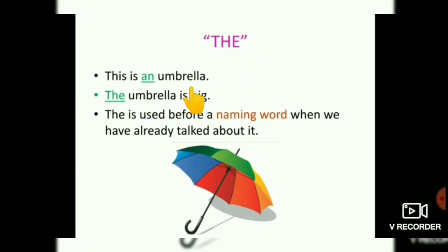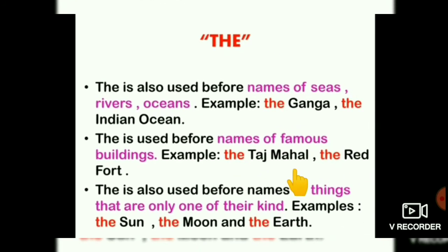Next one, the. This is an umbrella. The umbrella is big. The is used before a naming word when we have already talked about it. See children, here, for example, we have already talked about it. This is an umbrella. That's why the second time we use the specification for this umbrella. That means the umbrella is big.